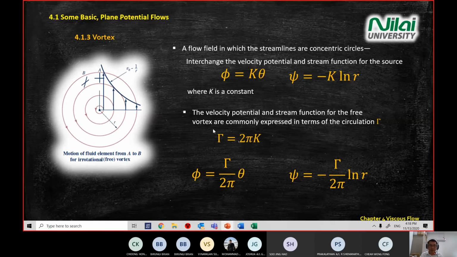You substitute the circulation into the velocity potential equation. You rewrite k as circulation divided by 2 pi, substitute here, and your velocity potential will be circulation divided by 2 pi times theta. For the stream function it is the same: you rearrange this equation, substitute your k inside, and you will get circulation divided by 2 pi ln r. So these two equations are for vortex calculation.